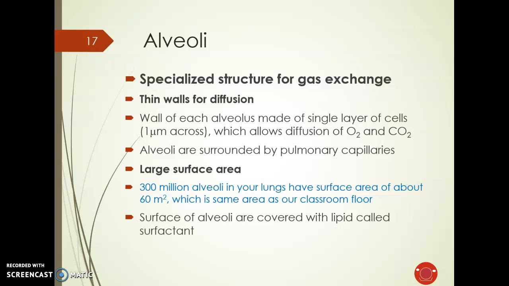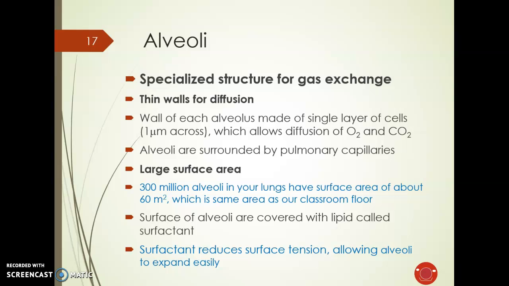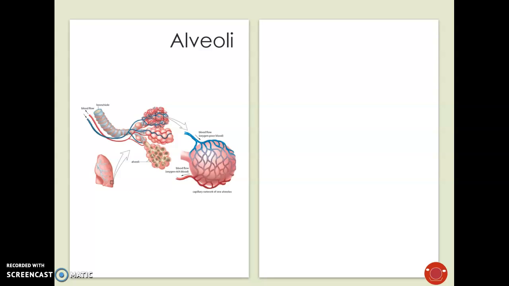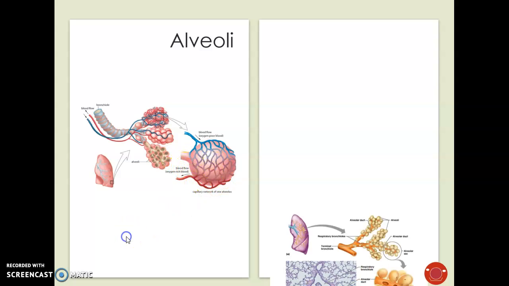Also, the surface of the alveoli are covered with a lipid called a surfactant. And fun part of that is the surfactant reduces the surface tension, which allows the alveoli to expand easily so that you can get more oxygen in and out of your lungs. So let's take a little moment to look at this picture. So we have our bronchioles, and our terminal bronchioles are ending in these air sacs or alveoli. And as you can see, there's quite a few of them, so a lot of surface area, and then they're covered in these capillaries to help in the diffusion. So thin walls and really close to capillaries.